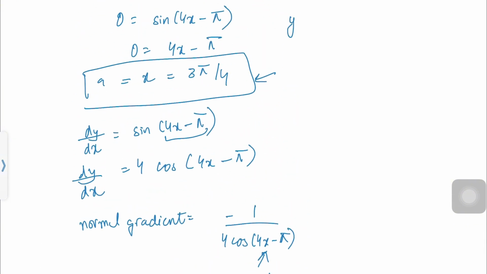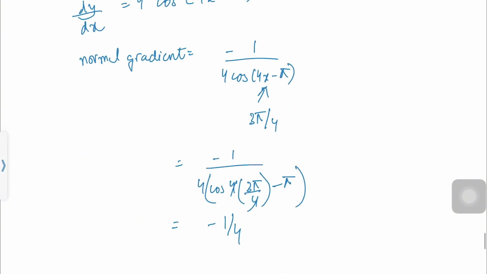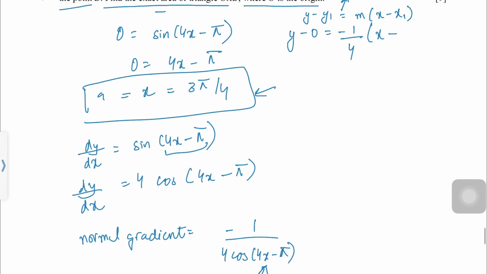Let's just make an equation of the normal. Remember that it is given as y minus y1 equals m into x minus x1. This is y minus 0 equals negative 1 over 4 into x minus 3 pi by 4. So we'll get our final answer as y equals negative 1 over 4 x plus 3 pi by 16.